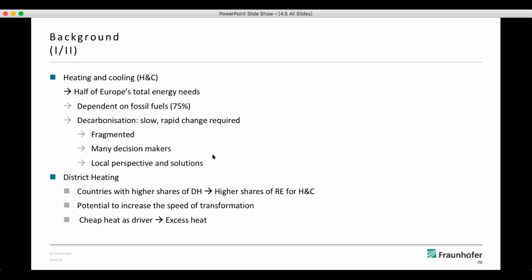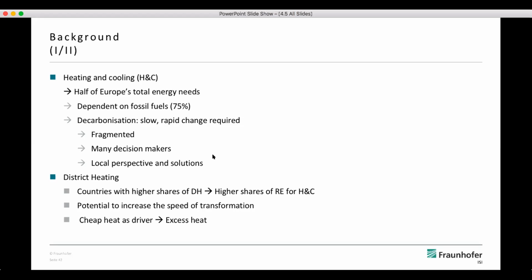within the heating sector, you can just imagine, for example, for household appliances, you have a very fragmented sector with a lot of decision makers, and you can't solve it top down. So you need a local perspective and local solutions.